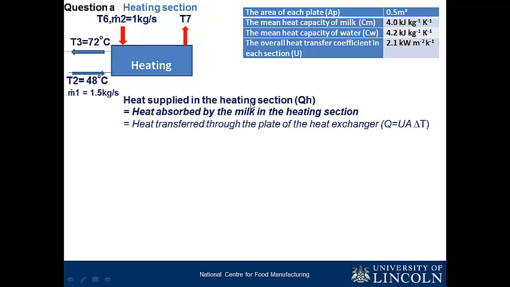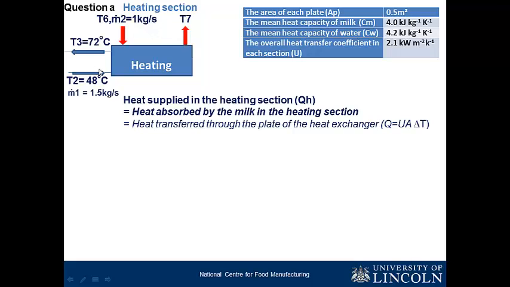Now what is supplying the heat to the heating section is the hot water. The hot water coming here is supplying the heat to the milk. The hot water is coming in at 90 degrees Celsius, T6 is 90 degrees Celsius. But unfortunately, we do not know our T7, so we can't use that parameter to calculate the heat supply at the heating section.